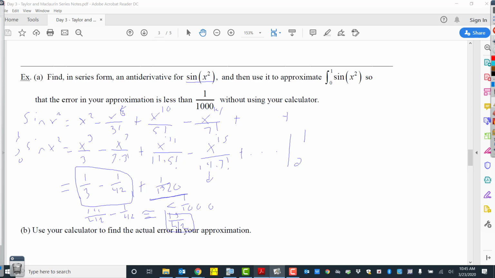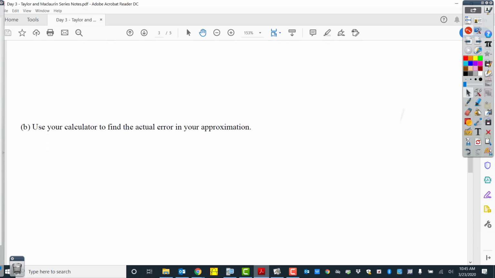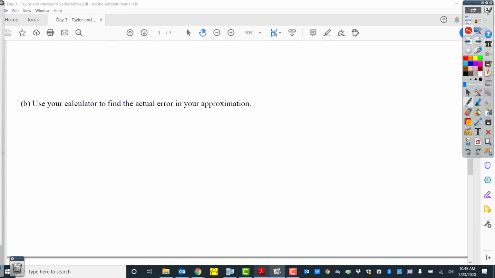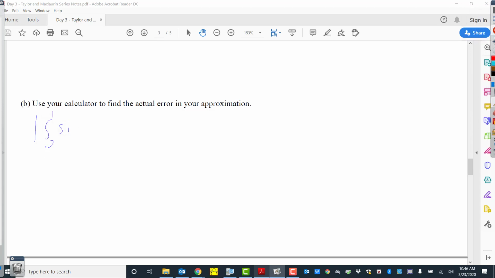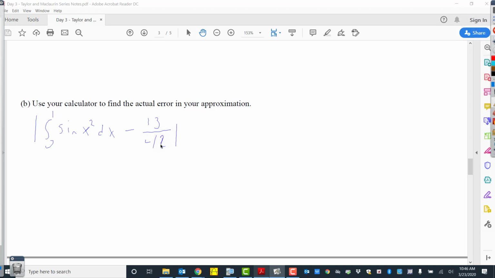All right, so now let's use our calculator to figure out the actual answer. And this is where having your calculator becomes really important, because we're saying that it's going to be the actual, or the integral from 0 to 1 of sine of x squared dx minus our approximation, which was 13 over 42. We're going to see what this error was. Okay, so I'll give you a second to put that in the calculator. You can pause the video while you do it, and then we'll look at it together.